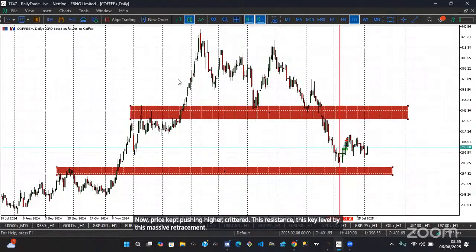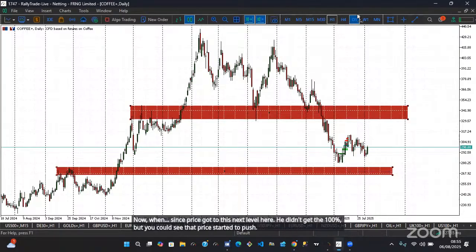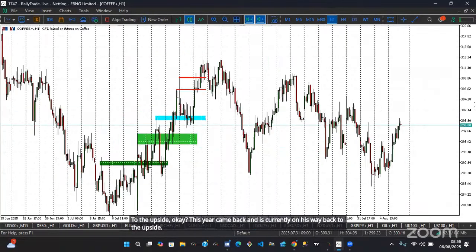Then it finally broke that level. You could see that price retested the level successfully, went to the upside, came back, pushed higher, but then broke and came back to this next level here. It didn't get there 100%, but you could see that price started to push to the upside, pushed here, came back, and is currently on its way back to the upside.